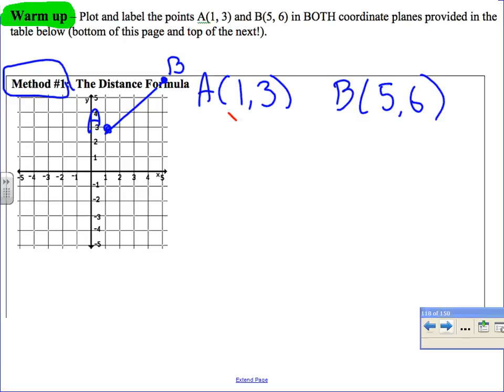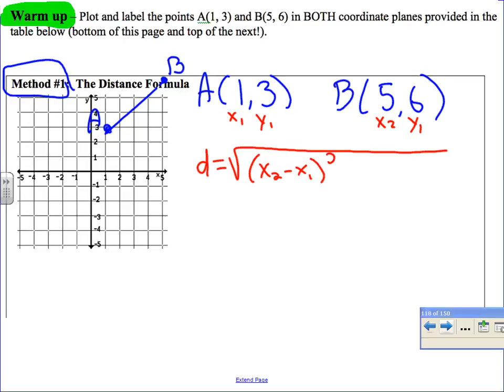Okay, I want you to label your points x1, y1, x2, y2. Okay, I then want you to write down the formula. Distance is equal to the square root of x2 minus x1 squared. So always subtract the x values, plus y2 minus y1 squared. So until you feel like you know the formula, I want you to write it down.